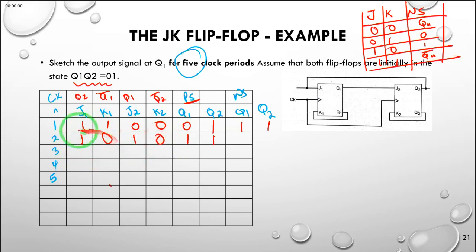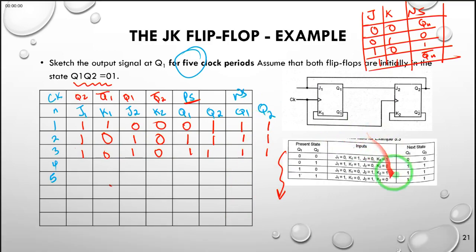Again, we ask ourselves, when we have 1, 0 from this table, we get a 1. So this is a 1, and the next one is a 1. So a 1 comes here, and this cycle repeats until the end. So that is what we find with this table, and we can confirm that that is what we have here.